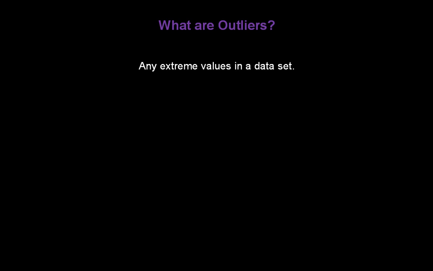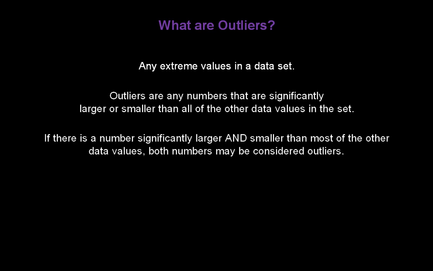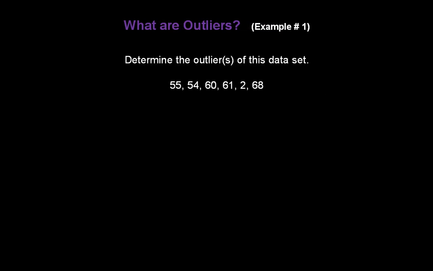Now let's talk about something in data sets that can occur once in a while, something called outliers. And what is an outlier? Well, it's any extreme value in your data set. Outliers are any numbers that are significantly larger or smaller than all of the other data values in the set. If there is a number significantly larger and significantly smaller than most of the other data values, then both numbers might be considered outliers. Let's take a look at an example.